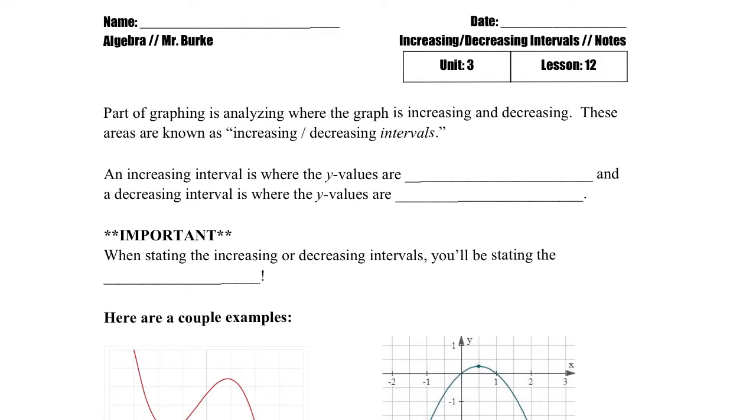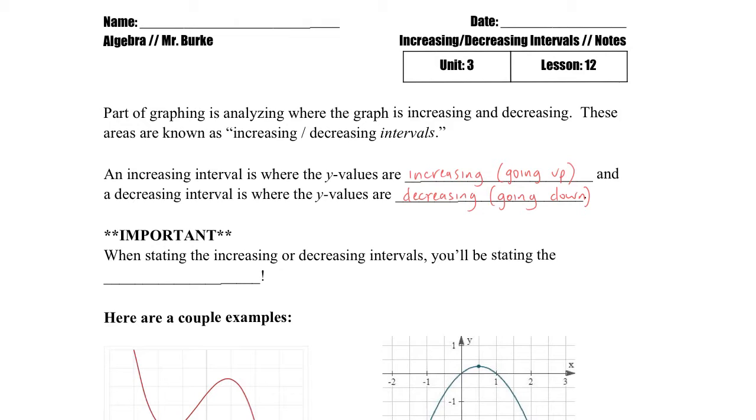An increasing interval is where the y values are, you named it, increasing. In other words, the graph is going up as you read from left to right. We always read from left to right, just like we do when we read normally. A decreasing interval is where the y values are decreasing. In other words, the graph is going down.